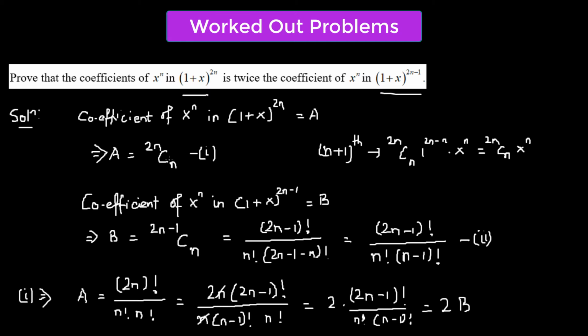That means the coefficient of x to the power n in the first binomial expression is equal to twice the coefficient of x to the power n in the second binomial expression. Let's move on to the next question.